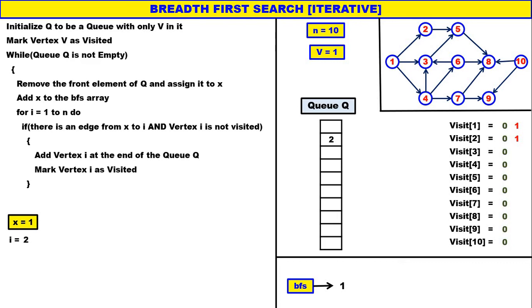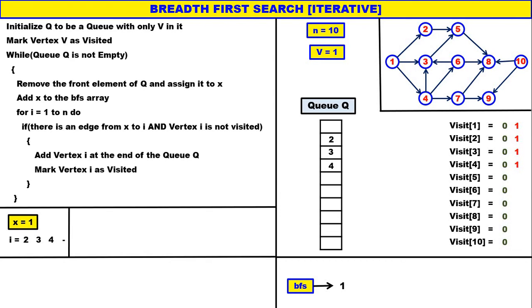Very good. Then after 2, 3 is the next vertex. 3, is it visited? No, 3 is not visited. Therefore 3 also can be considered. 3 is added at the end and visit of 3 becomes 1. Next 4 is also there, adjacent node for 1. 4, is it visited? No. Therefore 4 also can be added at the end and visit of 4 becomes 1. Anything else? No. That's all. Again, we come back.